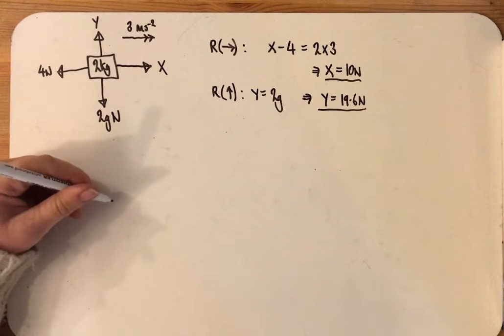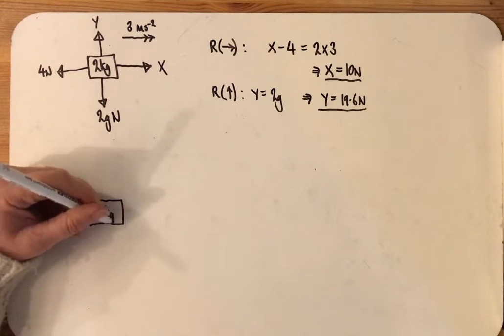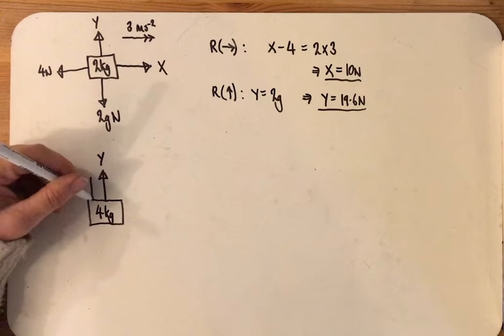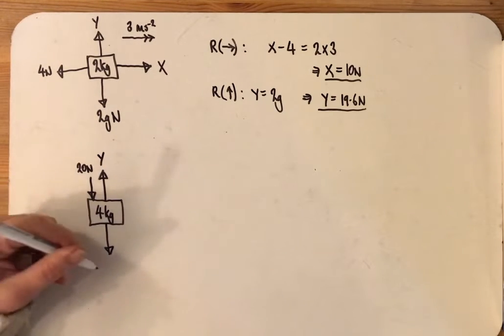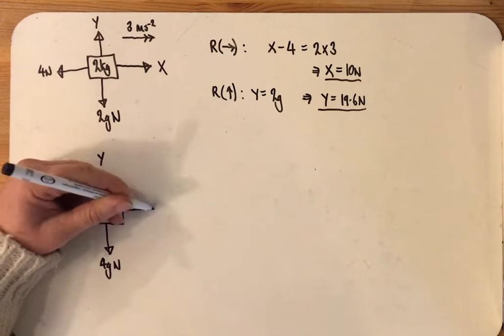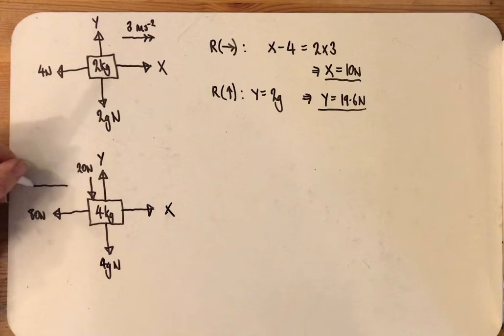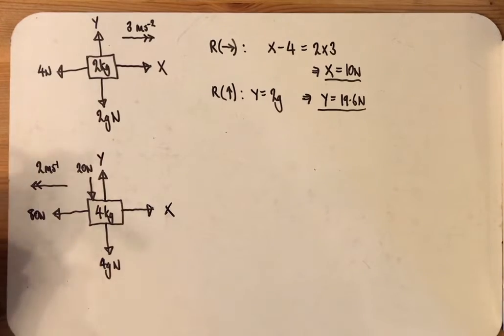So here's another example. Four kg, got a force y. We've got another force acting down here of 20 newtons. Down here we've got the weight, which is 4g newtons, and x to the right, 80 to the left, and this one is going to be accelerating in this direction. So we'll take that as positive.